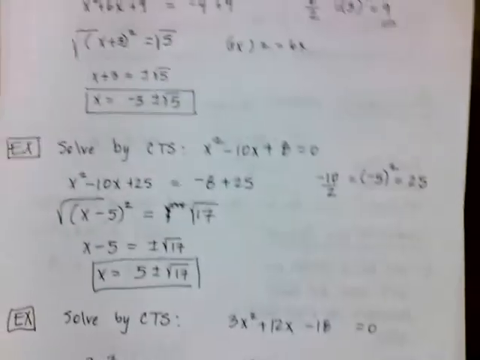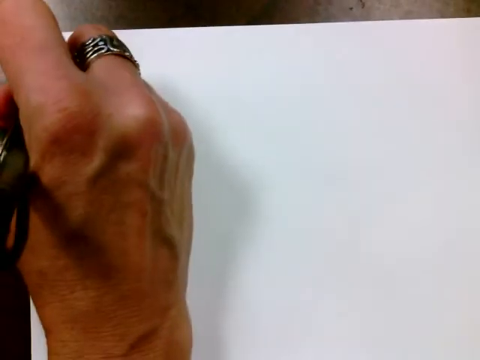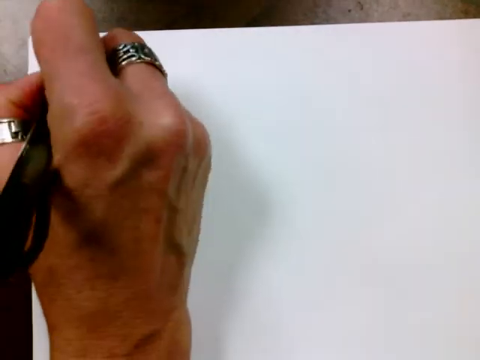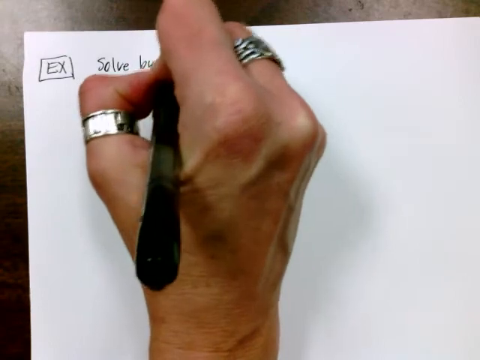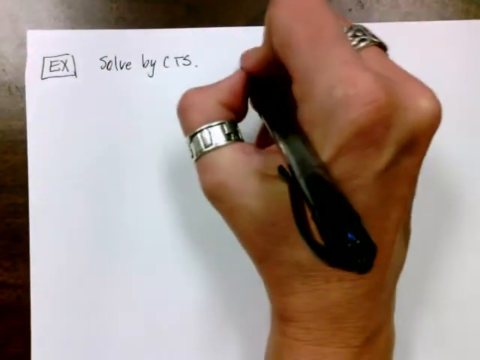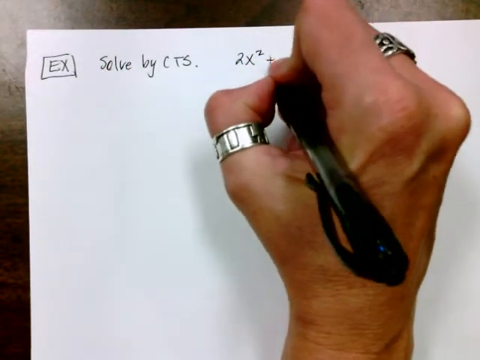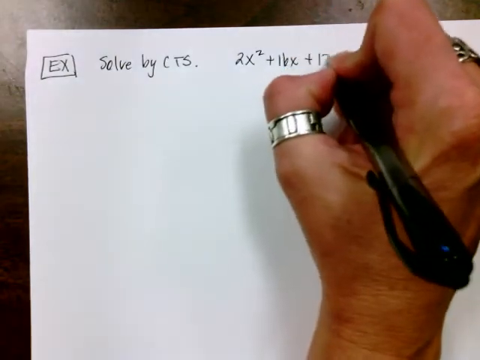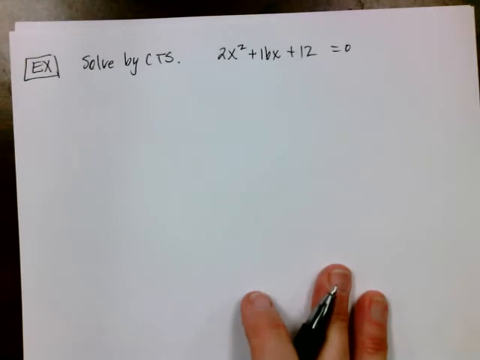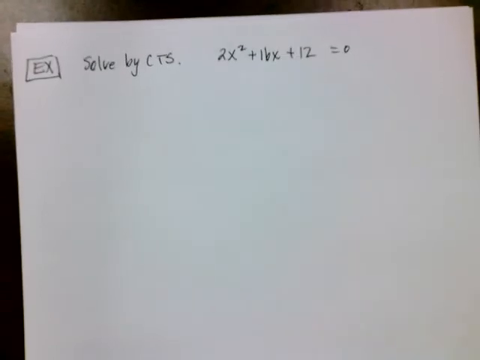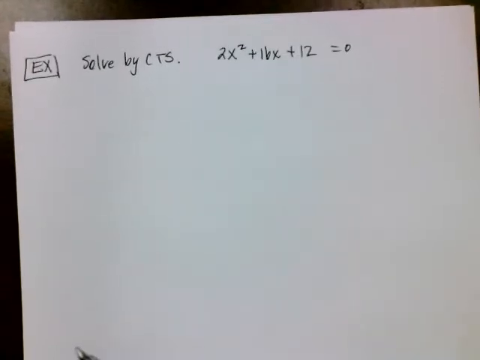All right, I have one more example for you, and then I'll give you your problems. Okay, so here's our last example. I want you to solve by completing the square, and I'm going to give you 2x squared plus 16x plus 12 is equal to 0. Noticing that the leading coefficient again is not 1, so I need to change my process just a little bit.